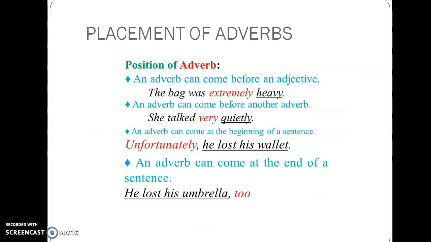Now placement of adverbs. Usually adverbs are placed at three positions. One is the front position. That means either they come in the beginning of a sentence, or they are placed in the middle of a sentence, or they are placed towards the end of a sentence.